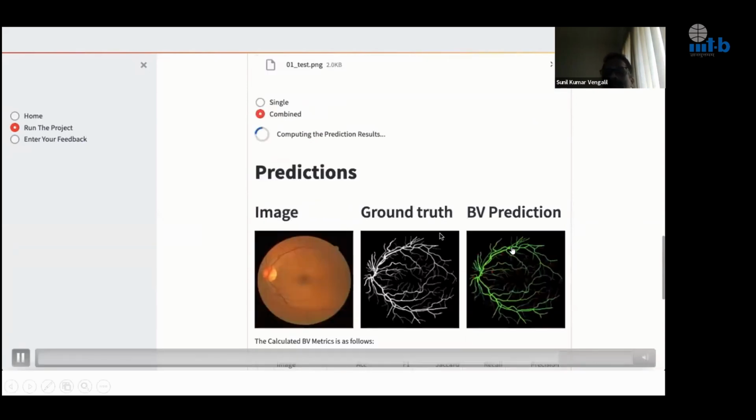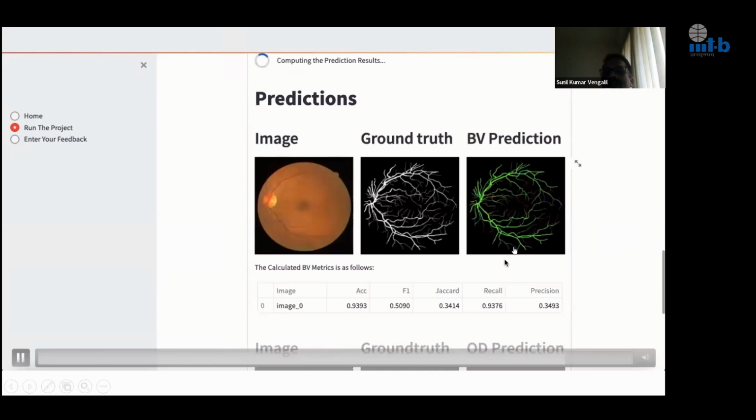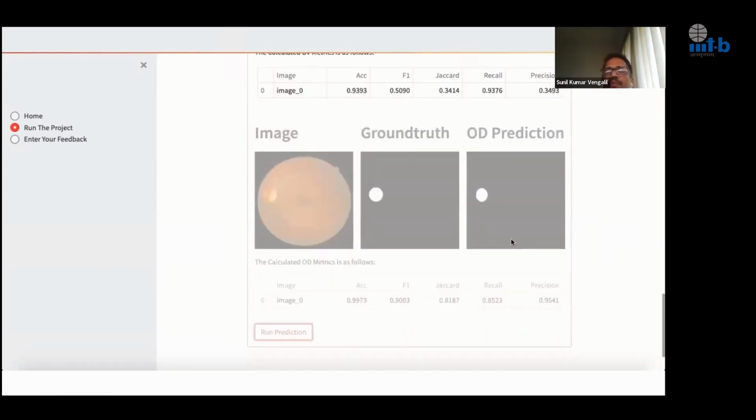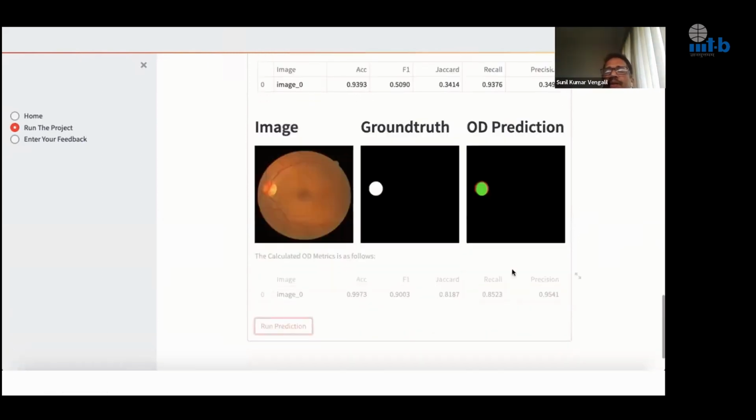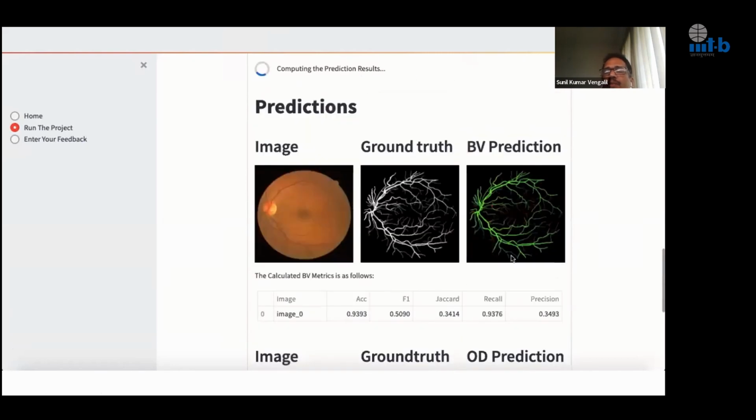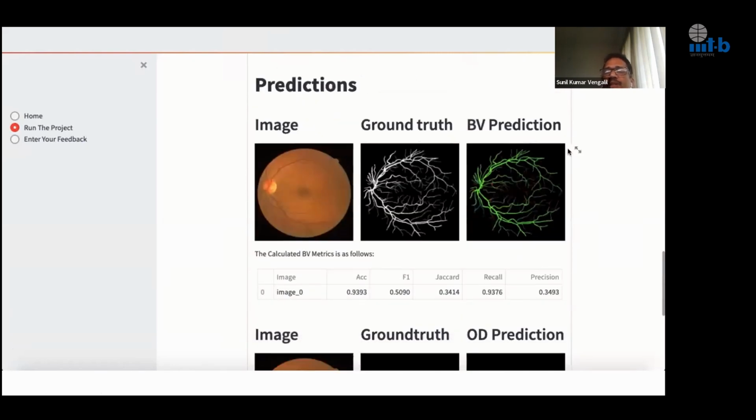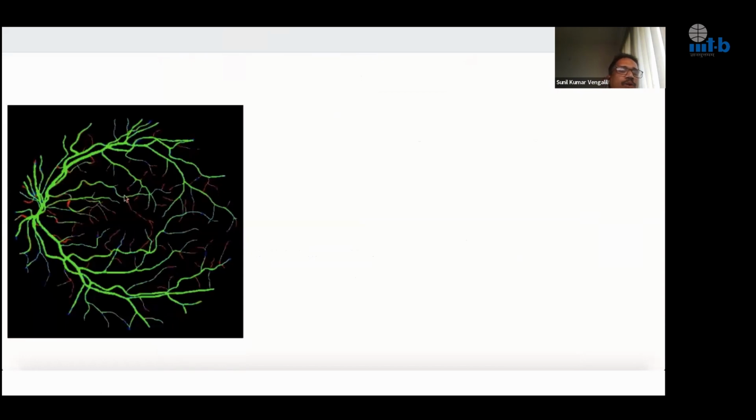So here again, the view shows the green pixels as the correctly predicted ones. Red pixels show the missing ones, the pixels which are missing, and the blue ones show the extra predicted. If a blood vessel is not there and it is predicted, it is shown in blue color. Okay. Yeah, I think that's all.